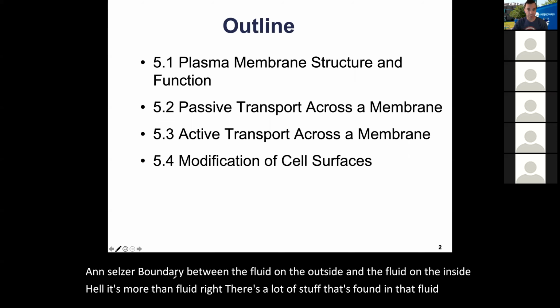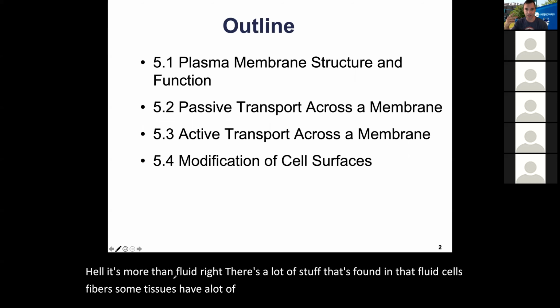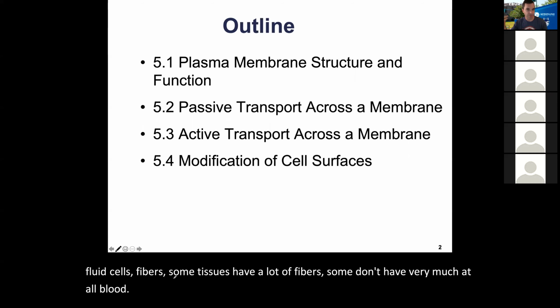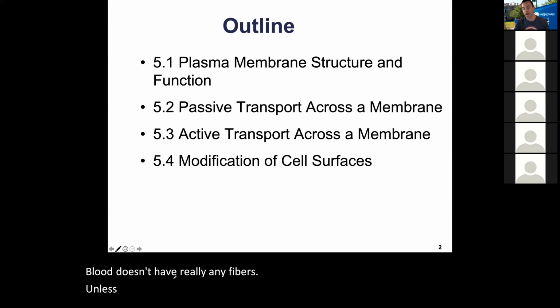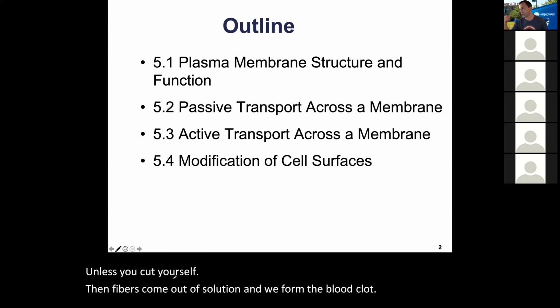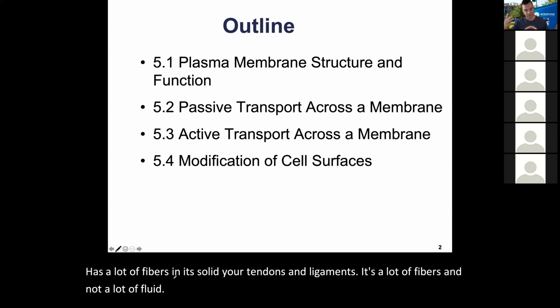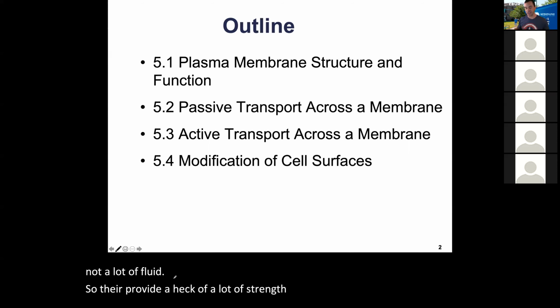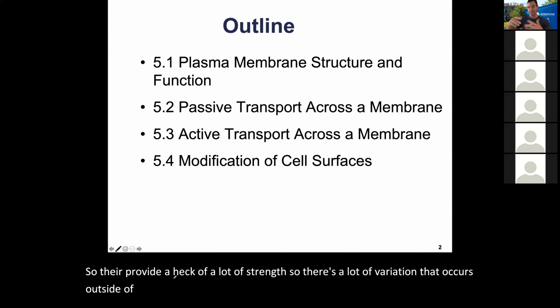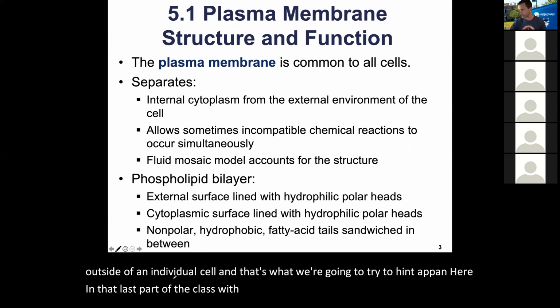Cells, fibers. Some tissues have a lot of fibers. Some don't have very much at all, like blood. Blood doesn't have really any fibers unless you cut yourself. Then fibers come out of solution and we form the blood clot. Bone has a lot of fibers and it's solid. Your tendons and ligaments are a lot of fibers and not a lot of fluid, so they provide a heck of a lot of strength. So there's a lot of variation that occurs outside of an individual cell, and that's what we're going to try to hint upon here in that last part of the class with modification of the cell surface, all right?